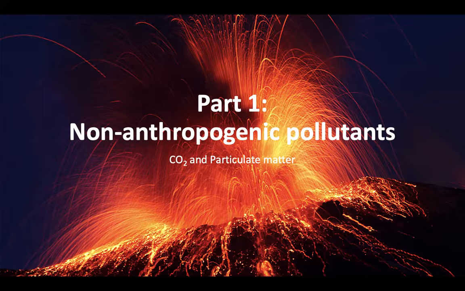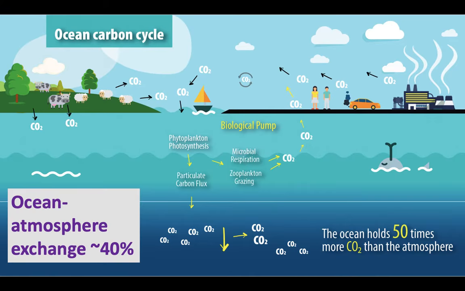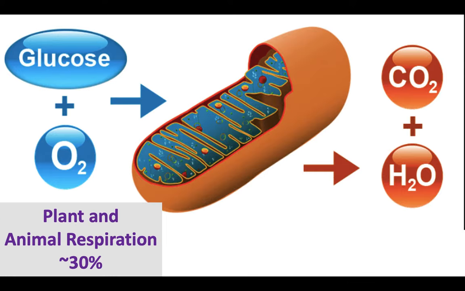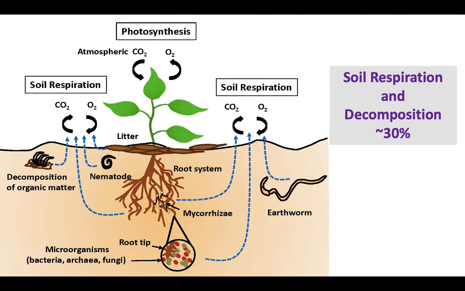So non-anthropogenic pollutants are air pollutants that are formed by things that aren't human, including things like carbon dioxide, sulfur dioxide, and particulate matter. Carbon dioxide is an air pollutant in that it alters the climate. And we know that there are a lot of non-human sources of CO2. There's a lot of exchange happening between the ocean. There's obviously a lot of exchange going on between cellular respiration in animals and plants, as well as the absorption of CO2 through photosynthesis.